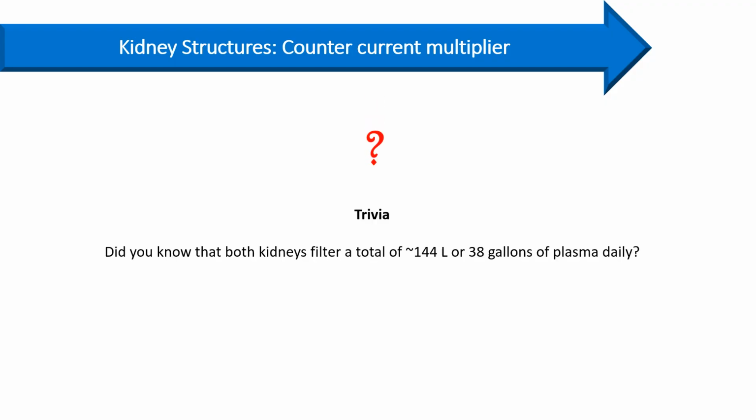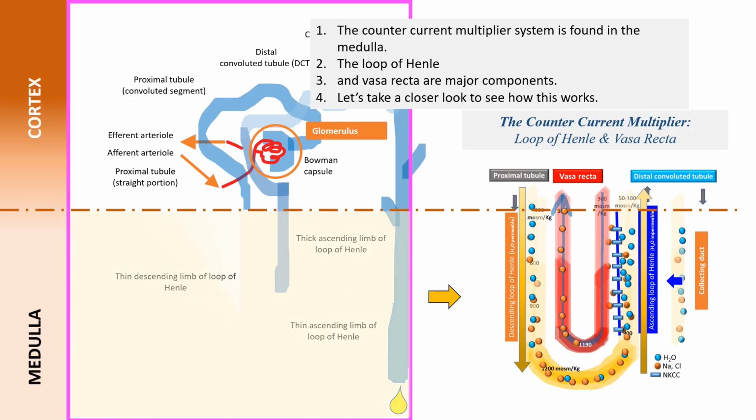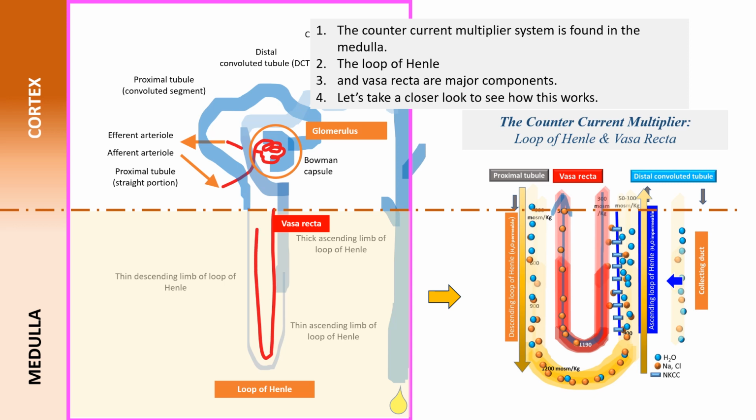Did you know that both kidneys filter approximately 144 liters or 38 gallons of plasma daily? But we don't make that much urine in one day. So how do the kidneys reabsorb back most of the filtered fluid? This takes us to the counter-current multiplier in the medulla. The counter-current multiplier is found in the medulla. The loop of Henle and vasa recta are major components. Let's take a closer look to see how this works.